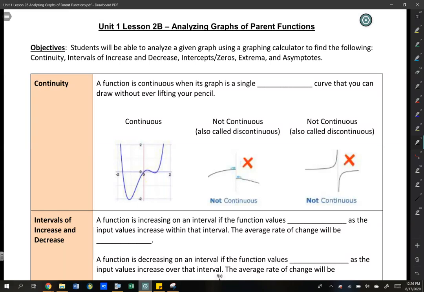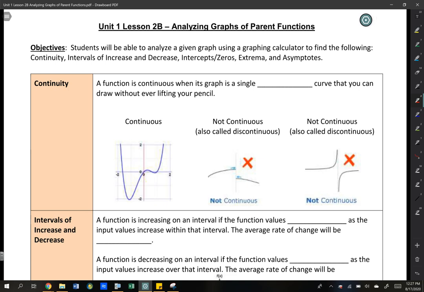Hi everybody, today we're looking at part B of lesson 2 and we're going to be analyzing graphs of parent functions. For this lesson, the first 2 pages will be your notes and then the second 2 pages will be all practice. So you want to make sure you really write down everything and absorb everything I'm saying on these first 2 pages. So we're talking about continuity first.